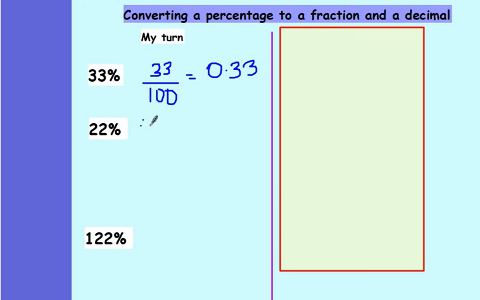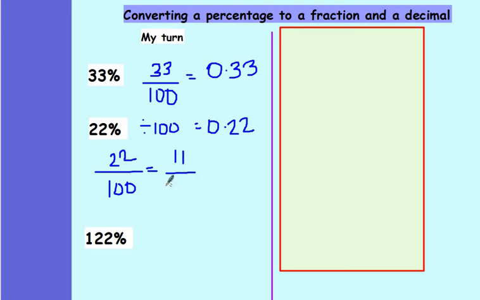For 22%, if I divide that by 100, I'm looking at 0.22 as my decimal. As a fraction, I'm 22 out of 100, which I can simplify to 11 out of 50.